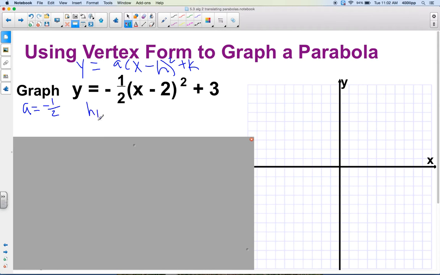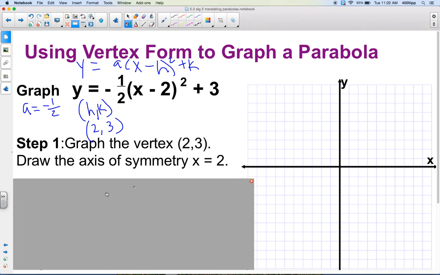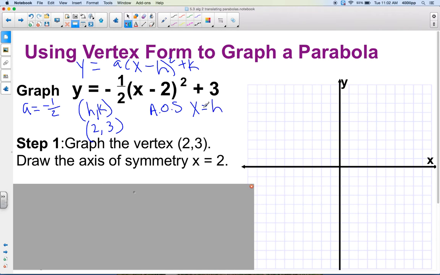Then we can say that (h, k), which is going to be our vertex, is going to be (2, 3), because we lined it up. It's x minus, so your h is 2. That's your vertex. We also know that the axis of symmetry is x equals h, so in this case, it's x equals 2. So we're going to graph the vertex, and we're going to draw the axis of symmetry in.